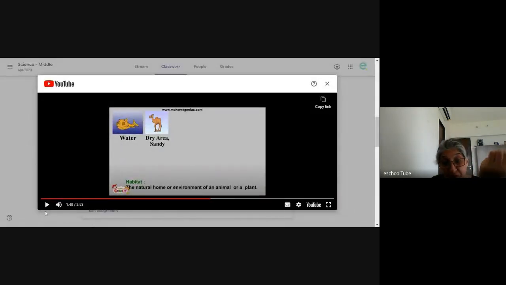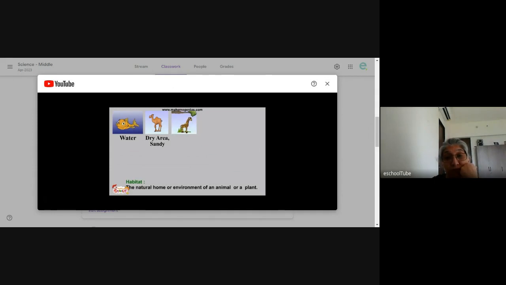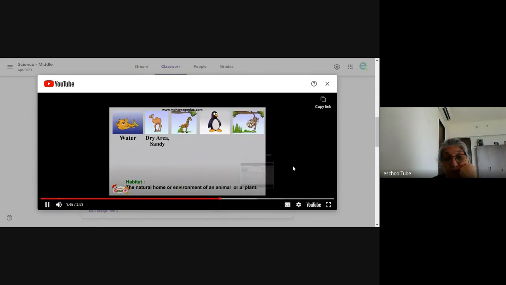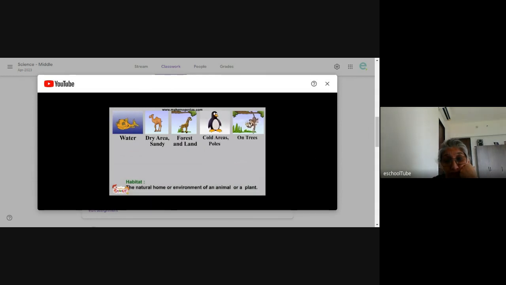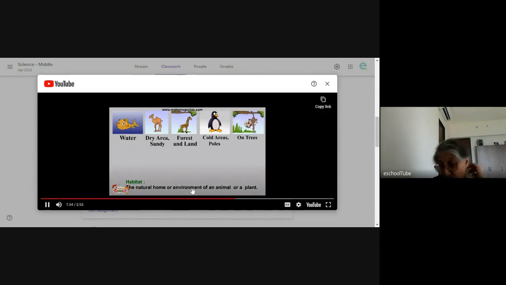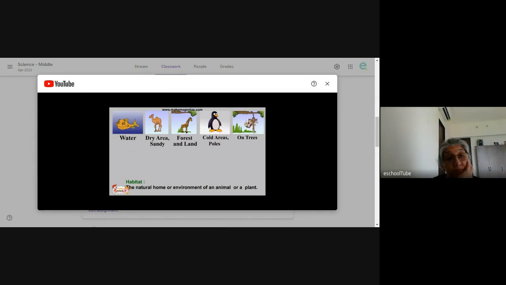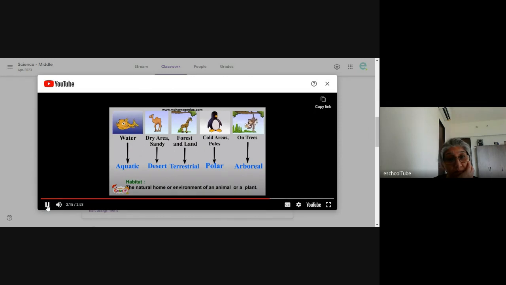We are doing habitats. Different things live in different conditions. Their natural homes, their habitats are different. And tell me, what about giraffe, penguin, and monkeys? A giraffe lives in a forest. Penguin lives near the poles, and monkeys live on trees. You are right. Let me tell you the names of these habitats. A fish's habitat is called aquatic. Camel's natural home is the desert. Poles are a habitat for penguins. Animals like giraffe live on the land. They are called terrestrial animals, and arboreal is the name of the habitat for animals who live on trees.